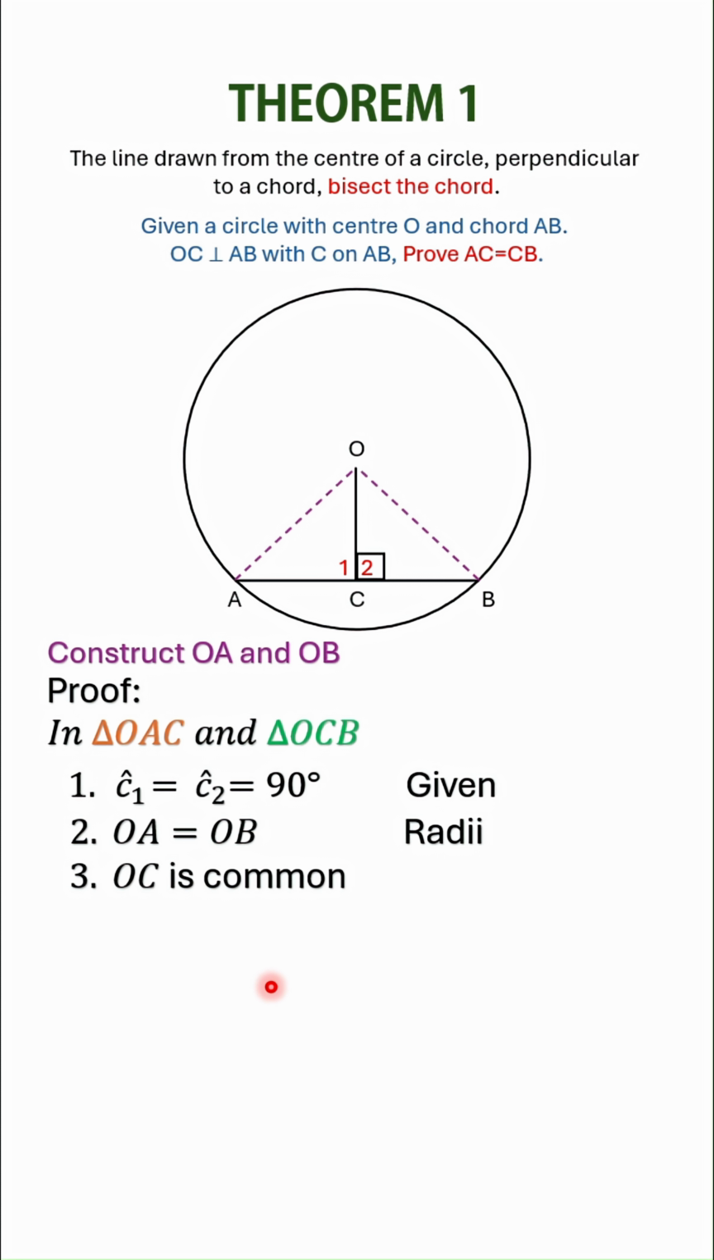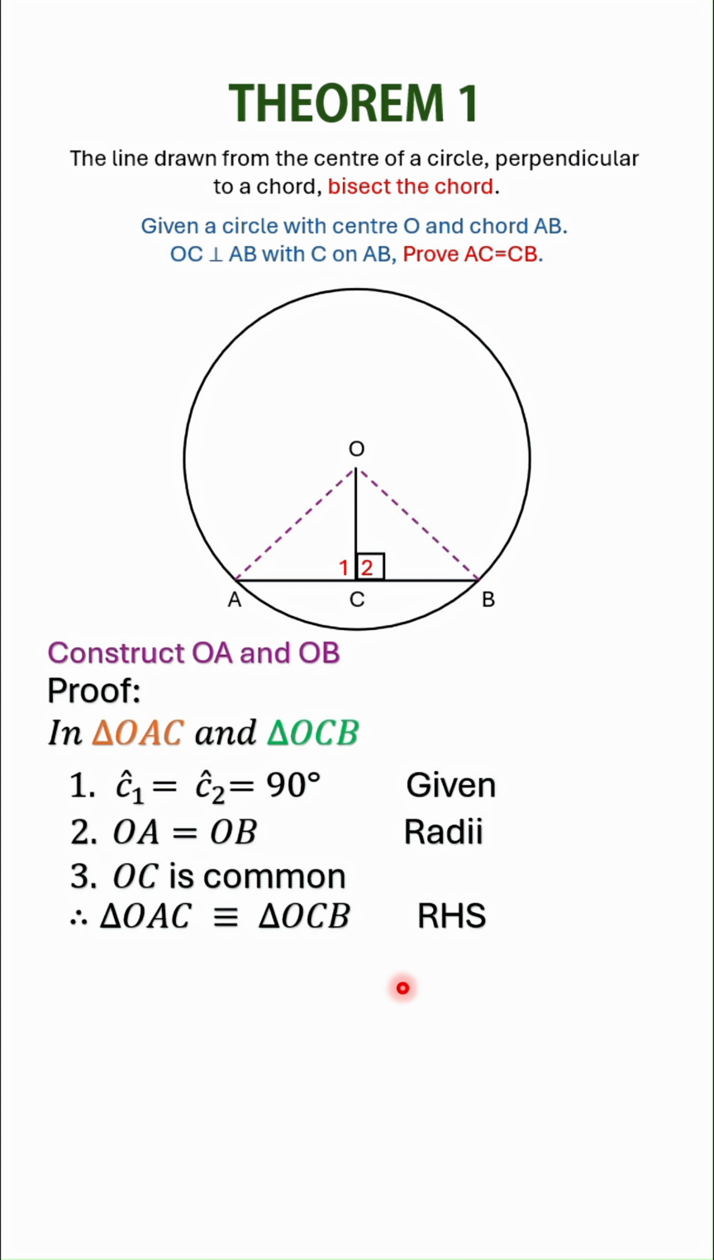But now, what type of congruency is this? If you look at the first point we have proved, it is a right angle, because we have proved 90 degrees. And then if you look at the radiuses, they are actually the hypotenuse side of the two triangles. And then lastly, we have proved one side that is common. So therefore, these two triangles are congruent because of the right angle hypotenuse side.